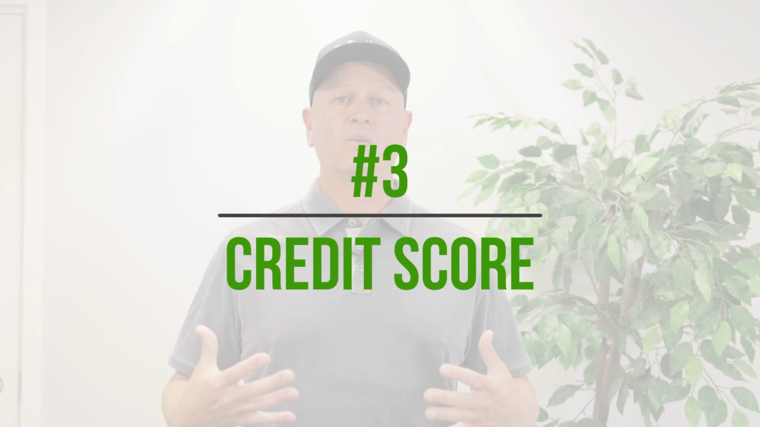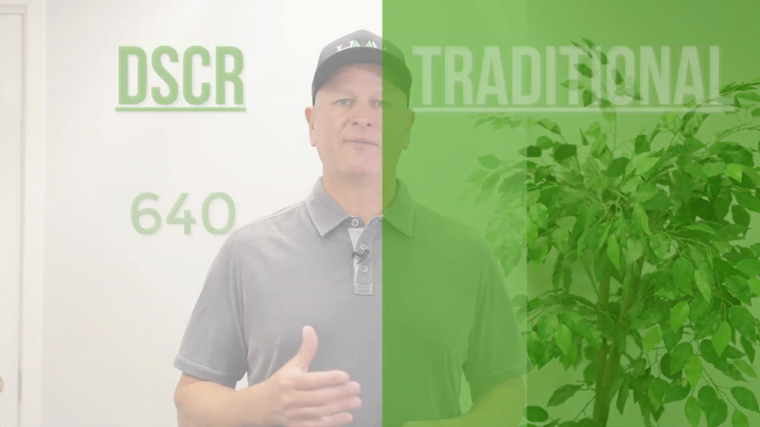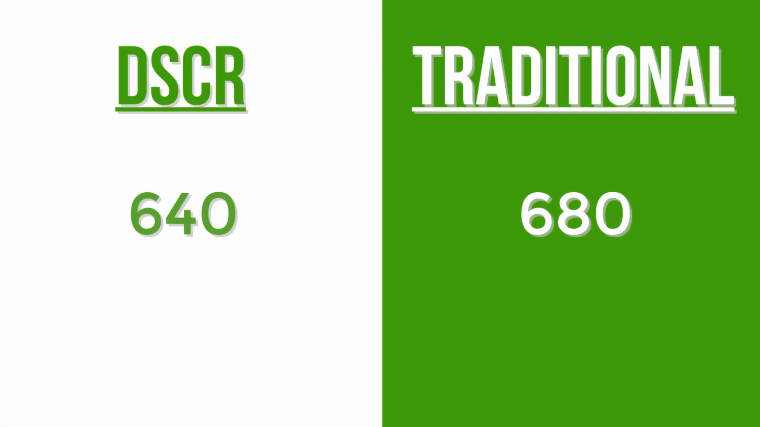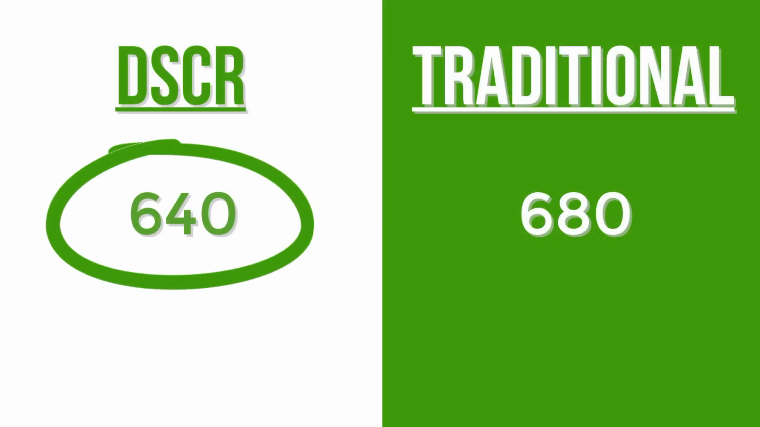Third, credit. Where does your credit stand? DSCR, depending on the market, because there's a lot of variances, it could go down to 640. Getting a traditional loan with a FICO or credit score under 680 is almost impossible. So when you're looking at these two, they both like credit, but there's a slight advantage for DSCR.